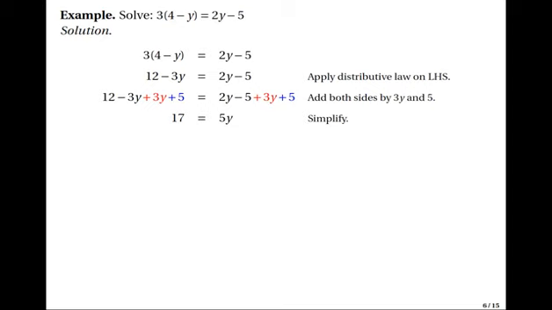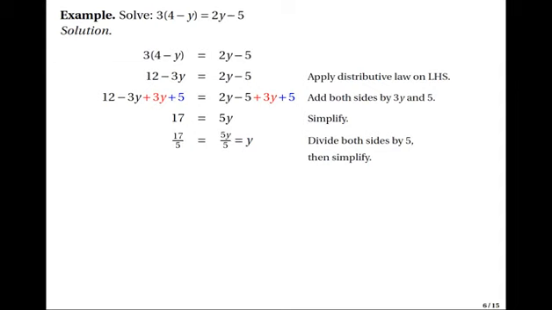So we have here 12 plus 5, that's 17. Here, negative 3y plus 3y, it's just 0. In here, you have 2y plus 3y, that's 5y. And then you have minus 5 plus 5, that's just 0. That's why we have this. Okay? And then, we divide both sides of the equation by 5.